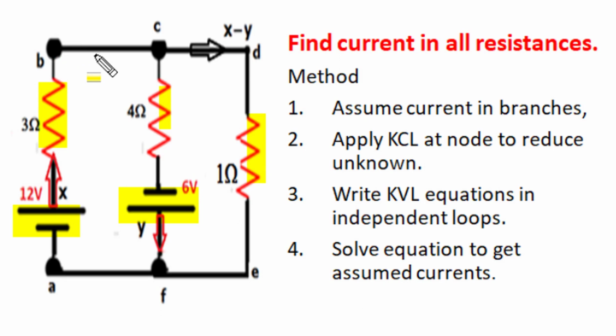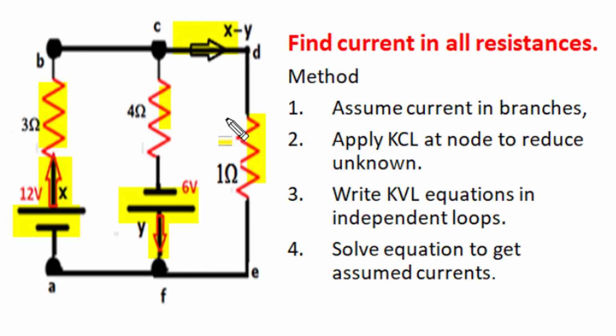So as discussed earlier in the branch current method, we'll assume the current in 3 ohm as X. Now the current of 4 ohm with this polarity of voltage is considered Y as shown in this diagram, and when X is the incoming current and Y is the outgoing current, the remaining outgoing current as per Kirchhoff's current law will become X minus Y. So using Kirchhoff's current law at this junction, we have reduced the number of unknowns to only 2 and assumed the current of all 3 branches as X, Y and X minus Y.